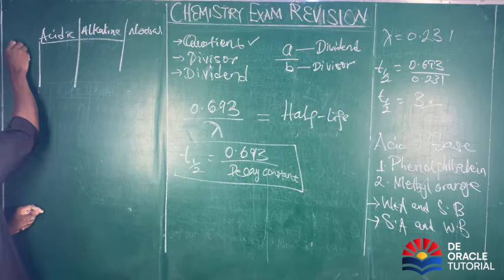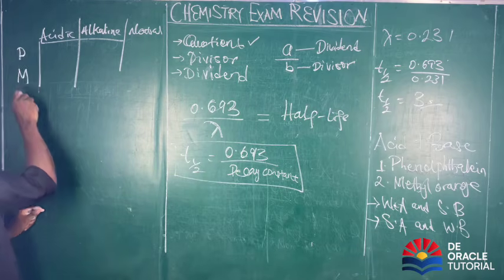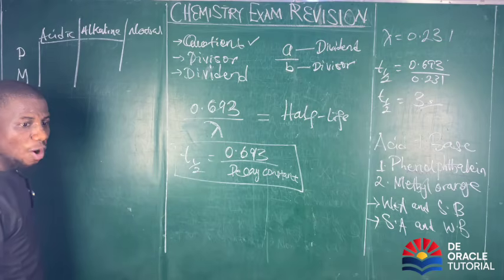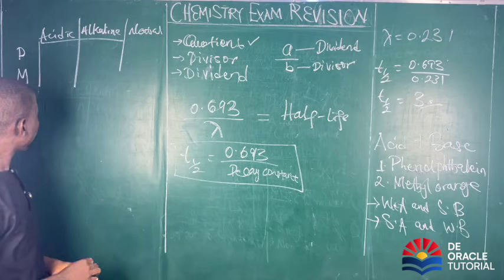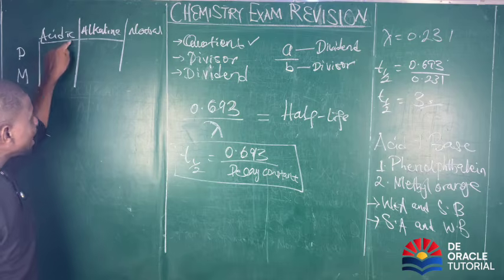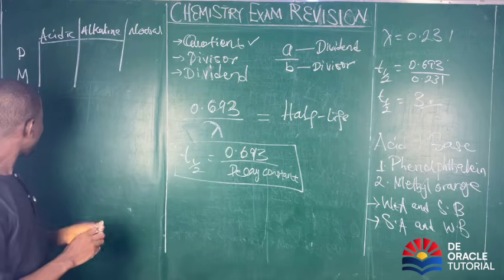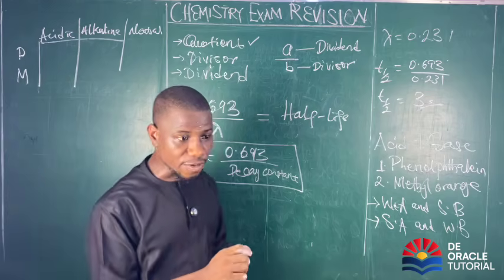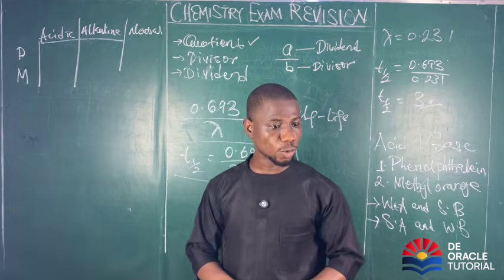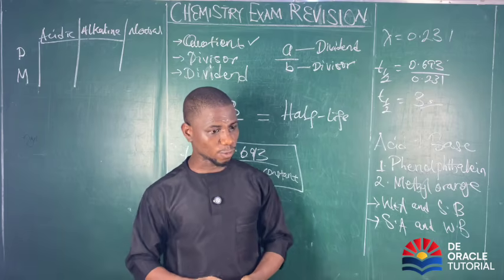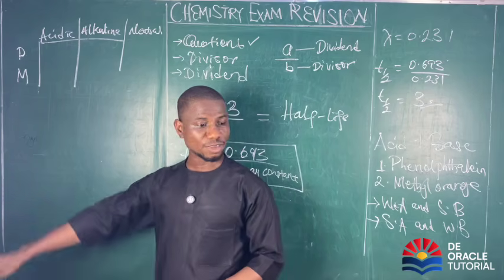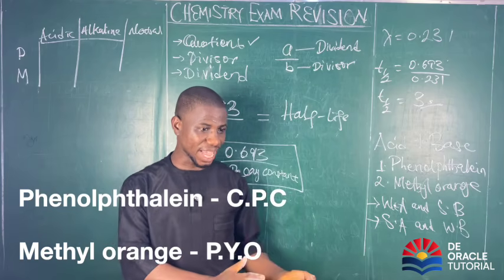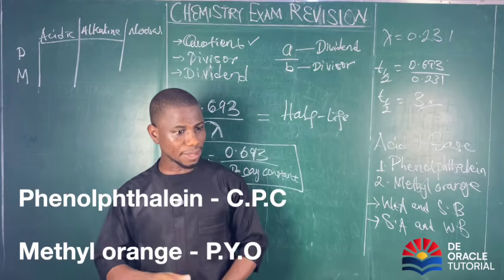Now, we have indicators, phenolphthalein and methyl orange. This P represents phenolphthalein. The M represents what? Methyl orange. I will give you a code you use to remember them. The color of phenolphthalein in acidic, alkaline, and neutral solution, and the color of methyl orange in acidic, alkaline, and neutral solution is given with the code. For phenolphthalein, I use the code CPC. Phenolphthalein what? CPC. For methyl orange, I use the code PO. Exactly. Phenolphthalein CPC, methyl orange what? PO.